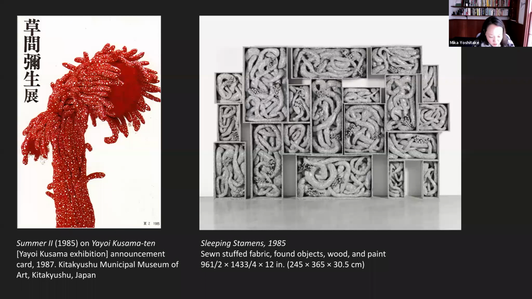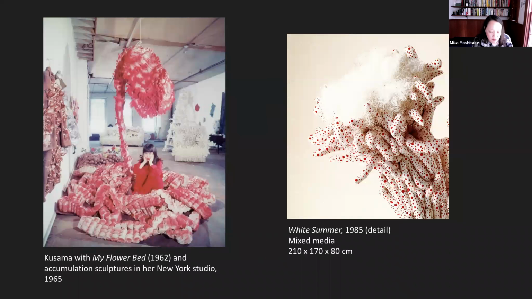In 1987, Yayoi Kusama presented a series of soft, otherworldly psychosexual sculptures, including Summer 2 and Sleeping Stamens, at the Kitakyushu Municipal Museum of Art, which was her first survey exhibition since she returned to Japan in 1973. The genealogy of these monstrous botanical creatures and white tentacles contained inside multiple boxes can be traced to a much earlier sculpture, My Flower Bed from 1962, in which a wild flower head made of hundreds of spray painted fire red gloves hovers over the artist, a carnivorous plant about to swallow her.